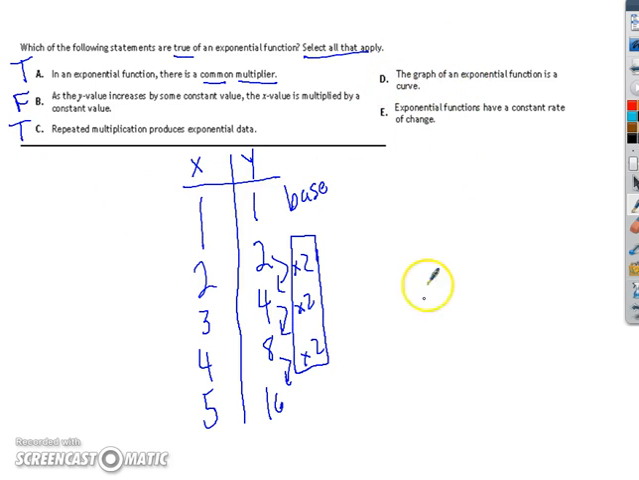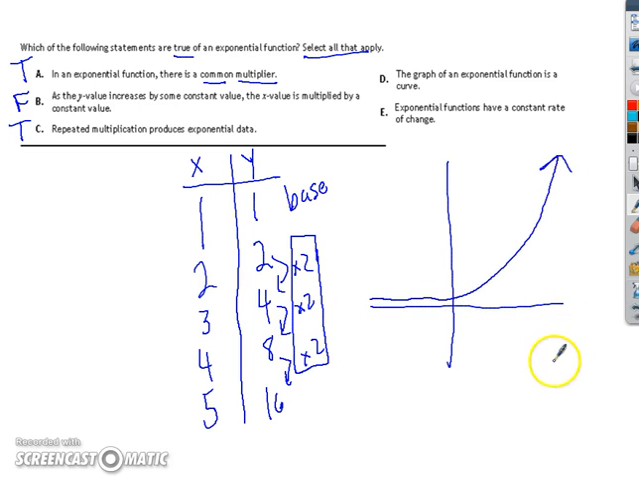The graph of an exponential function is a curve, and this was in the function zoo. The exponential function curves up like this, and yeah, that's definitely a curve. This is true. And then the last one, exponential functions have a constant rate of change. No, they don't. It goes 1, 2, 4, then 8. It doesn't go 2, 4, 6, 8. It goes 2, 4, 8. So not a constant rate of change. It's a curve, and so this is false.